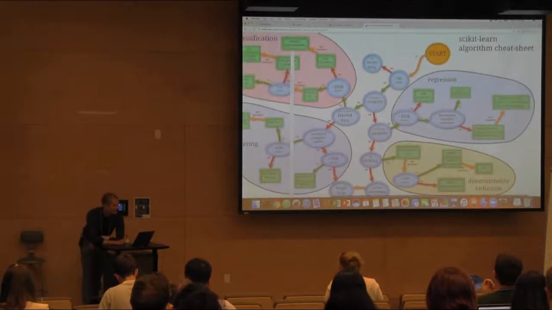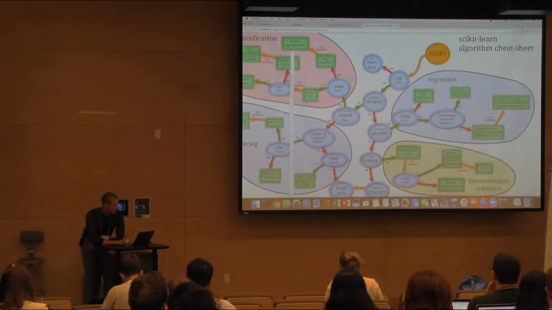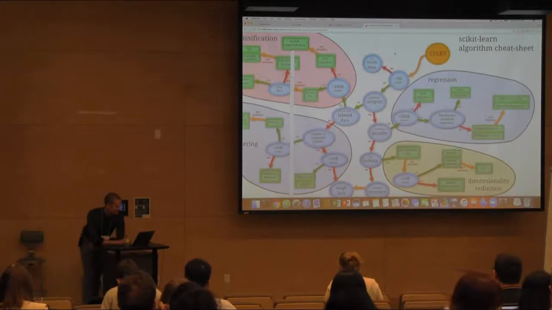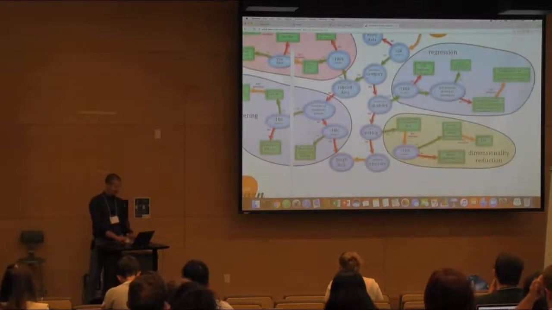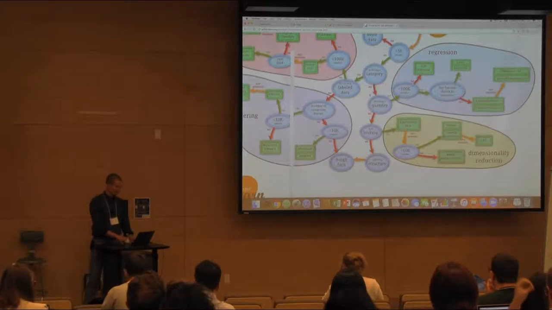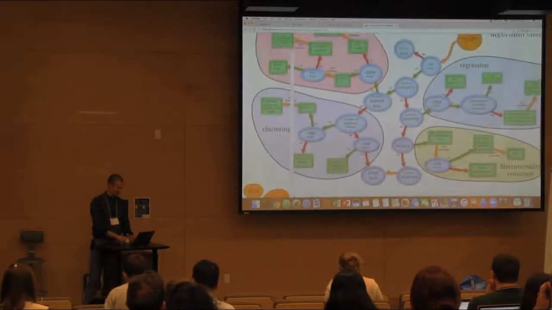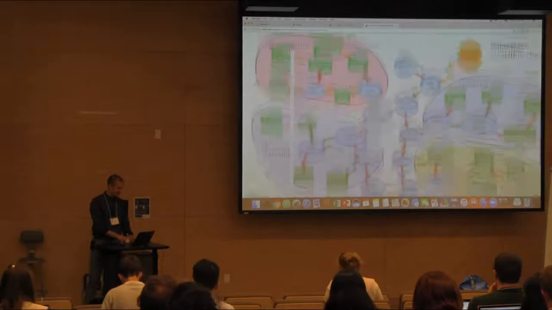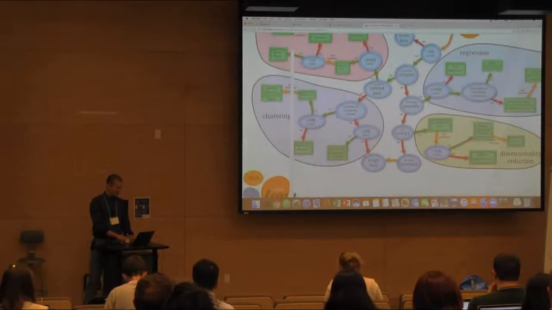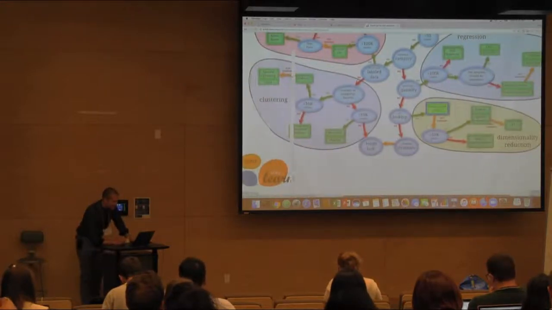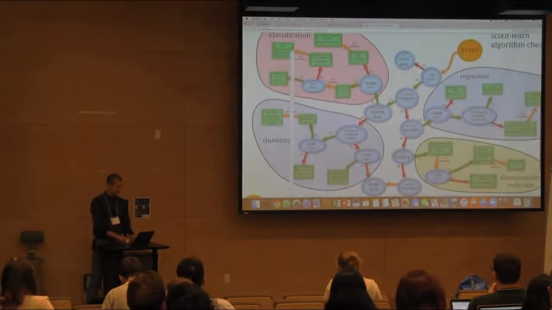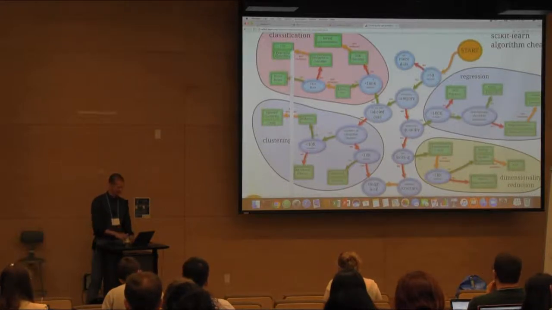But the idea is you start here, and if you have greater than 50 samples, no, then get more data, right? You start over. But if you have greater than 50 samples, then are you predicting a category or a quantity? It's classification versus regression. Do you have labeled data? Here's the classification. Do you have unlabeled data? Then you're into clustering. And it points you to a bunch of different examples of what you can do with certain data sets.